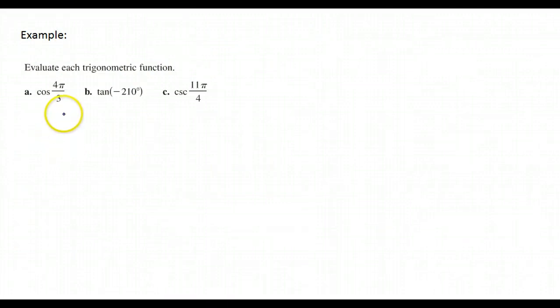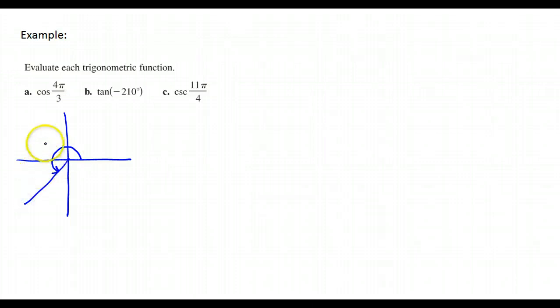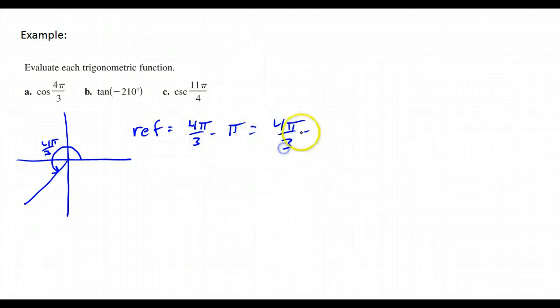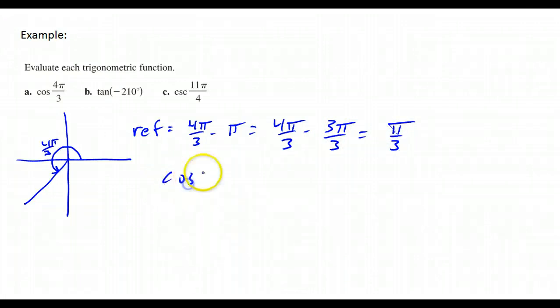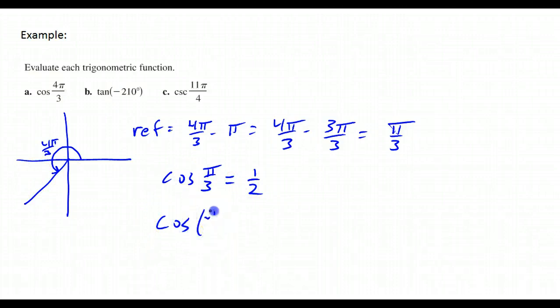The cosine of 4 pi over 3. Okay, so 4 pi over 3 is a pi over 3 more than pi. It's over here. So my reference angle is going to be 4 pi over 3 minus pi, which is 4 pi over 3 minus 3 pi over 3, which is 1 pi over 3. So the cosine of pi over 3 I have memorized from the unit circle, and that is equal to 1/2. However, we're in the third quadrant, so that means that we have to make our final answer negative. So that's the answer to A.